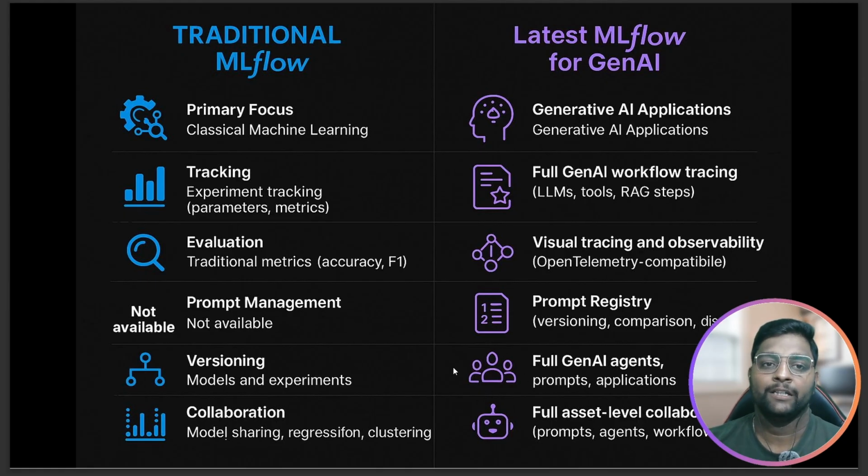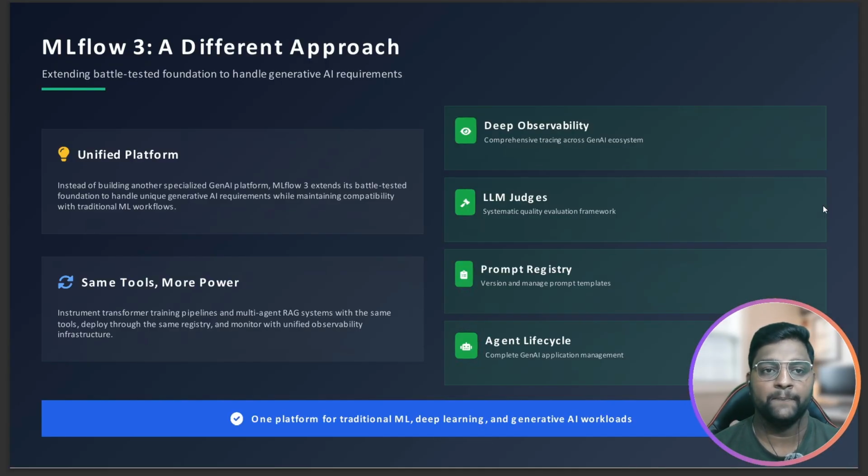You can track them. So the traditional MLflow, what was it like? Its primary focus was classic machine learning and tracking of experiments, evaluation, in short accuracy and F1 score. Next, prompt management was not available there. These are just key differences which I have created here. Versioning, that was model and experiment versioning. Collaboration, like model sharing, regression and clustering, was possible. Like regression and clustering models, we are able to share, and collaboration was possible.